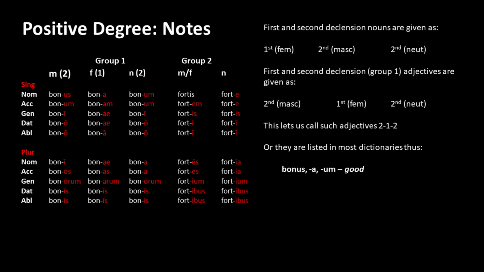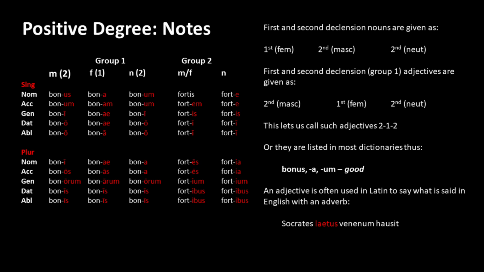But however they are listed, this is how they are. A further point worth making is that adjectives are often used in Latin to say what in English is said with an adverb. Have a look at this. Socrates laetus venenum hausit, or happy Socrates drank the poison. That English translation will not do. I don't think that the literal translation, happy Socrates drank the poison, quite captures what the writer had in mind. A better translation is, Socrates happily drank the poison.